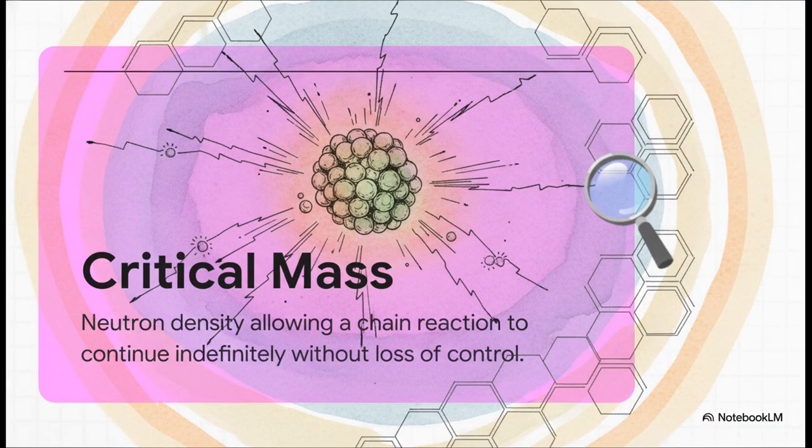But one collision isn't enough to power a city. The goal here is achieving what physicists call critical mass. Basically, we need a specific neutron density. If we pack enough enriched U-235 together, we get enough of these high-speed collisions to trigger a self-sustaining chain reaction. Once we hit that exact sweet spot, the reaction just keeps going indefinitely, provided we don't lose control.